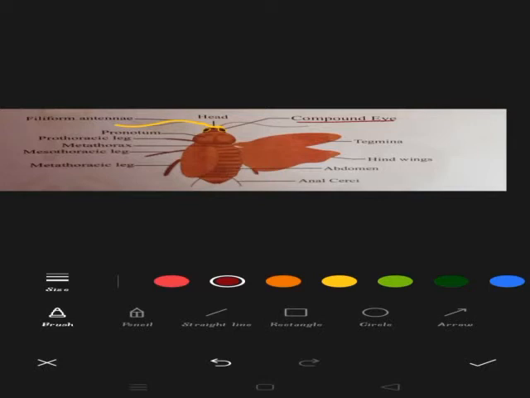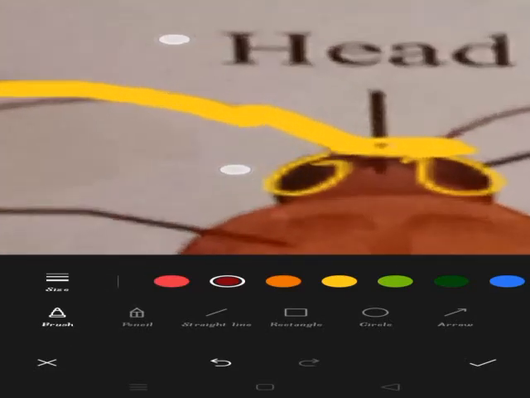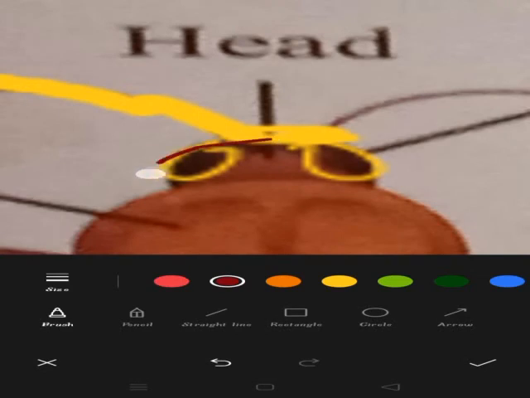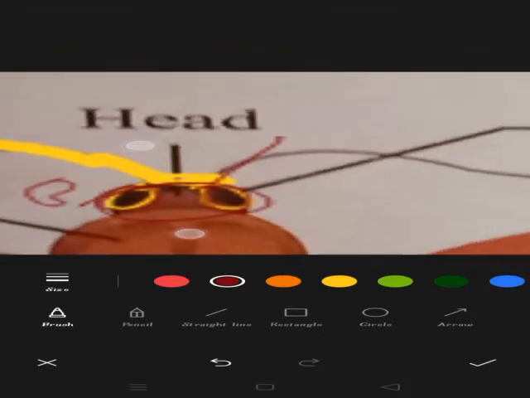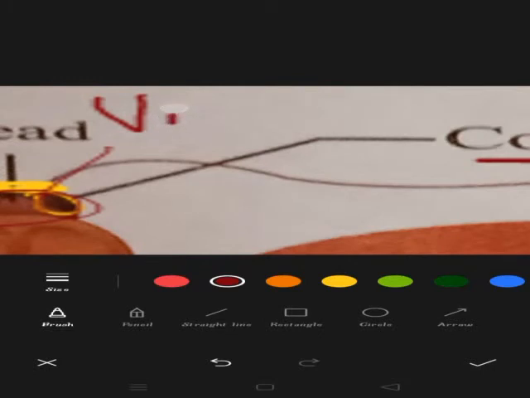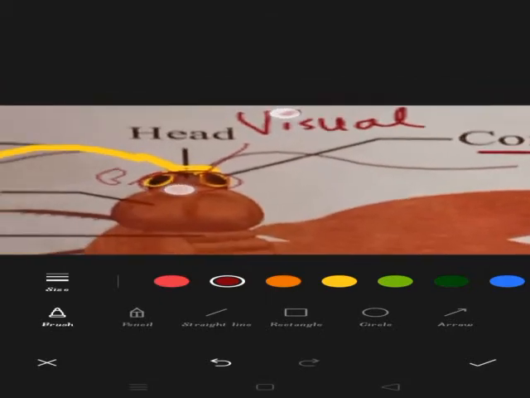They are the organs of sight. Sight means to see. The head bears a pair of large black colored eyes, which are kidney shaped. They are compound eyes, which are formed of a large number of visual units. We can see through these many visual units, and these are the organs of sight.